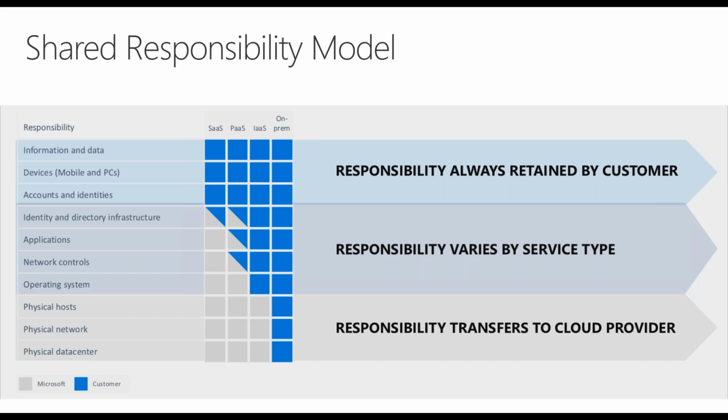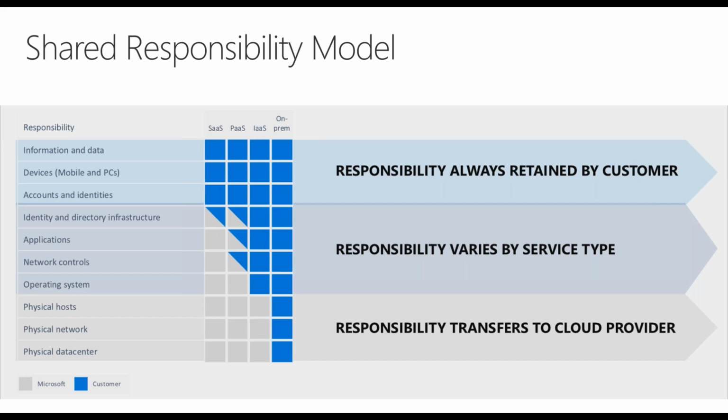So what you'll see here in blue, these blue squares and triangles, are what you would be responsible for in the different models. All the way to the right, on-prem, as you know, you have to do everything yourself, right? Microsoft's not helping you with that because it's all in your data centers. When you go to IaaS, infrastructure as a service for Azure, Microsoft takes care of a little bit more for you. When you start using PaaS services, Microsoft takes care of more. And then you get to SaaS, Microsoft 365 type services, where Microsoft's taking care of even more for you.